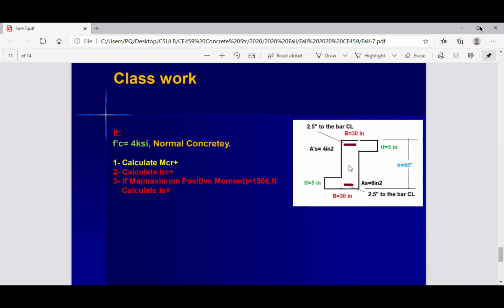I missed something here, please, just because I did that just today, a few minutes before the class. Please consider this 10 inches, BW 10 inches. Please just add this to this one. You know BW. BW is 10 inches.